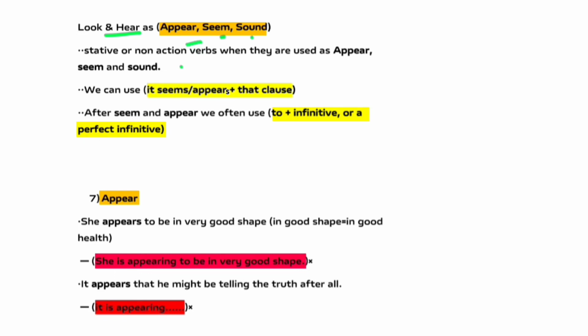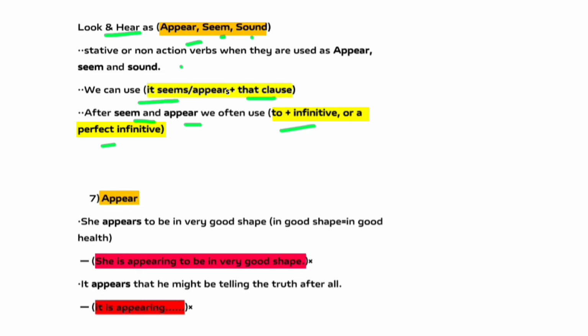Notice, look and hear are stative or non-action verbs when they are used as appear, seem and sound. We can use it seems or it appears followed by a clause. After seem and appear, we often use the infinitive form or perfect infinitive form. Let's see some sentences. You can understand better by comparing these.